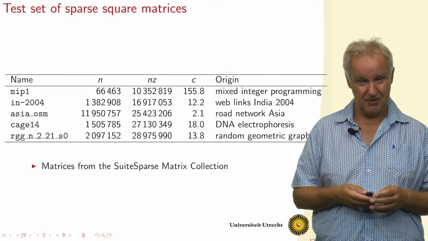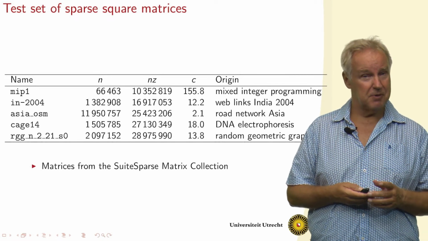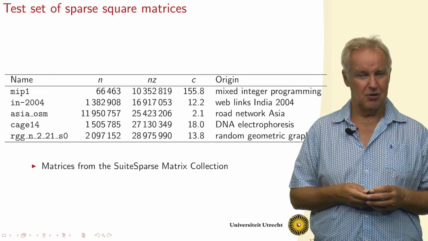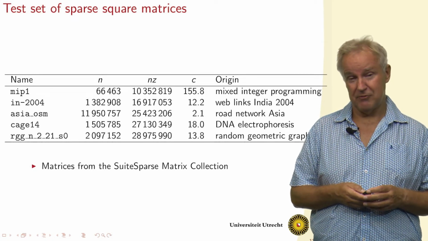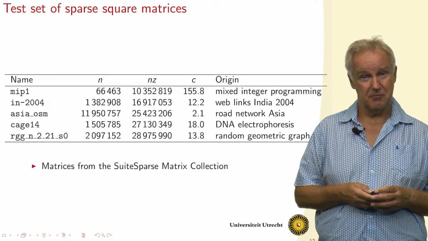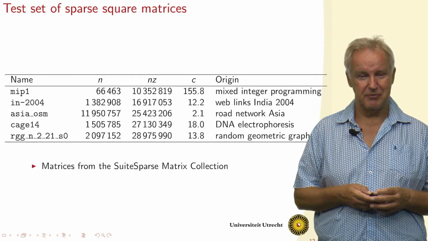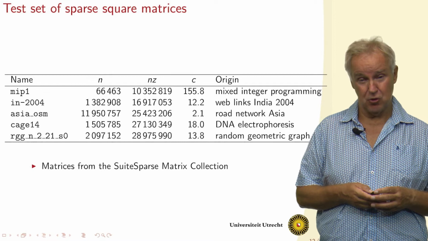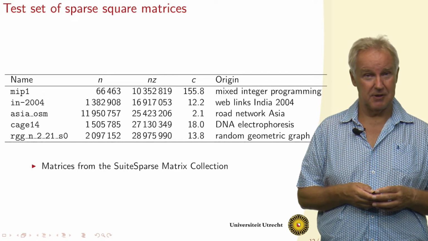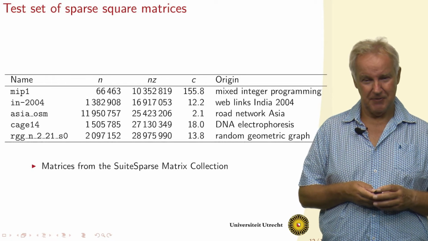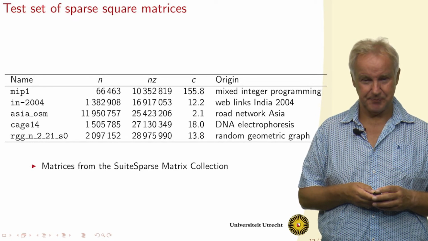So it's 5 very different matrices, but they all have between 10 million and 30 million non-zeros. The number of non-zeros per row or column varies a lot, from 155 for the MIP matrix to only 2, which is the road network. Road networks, they don't have many connections, so it's a very sparse matrix.